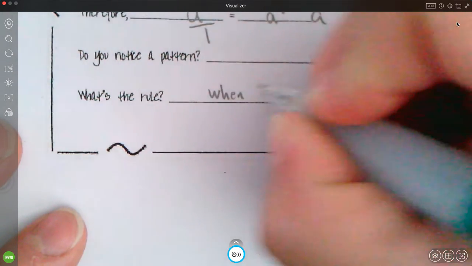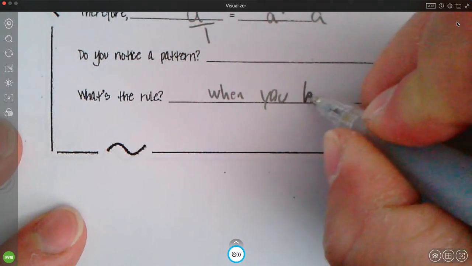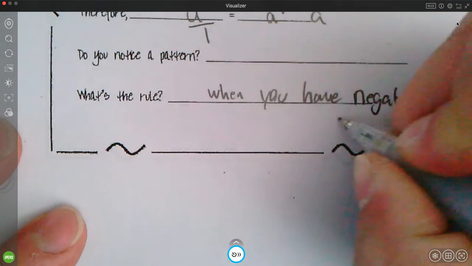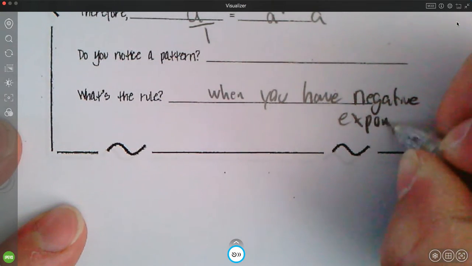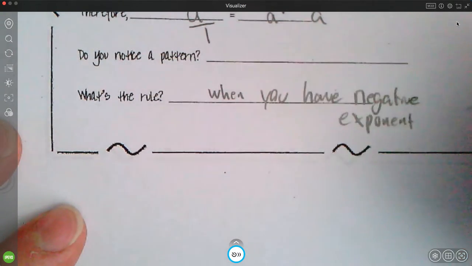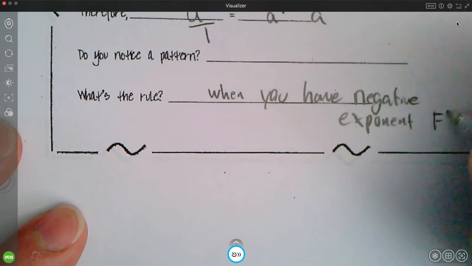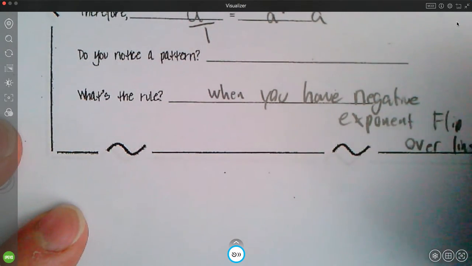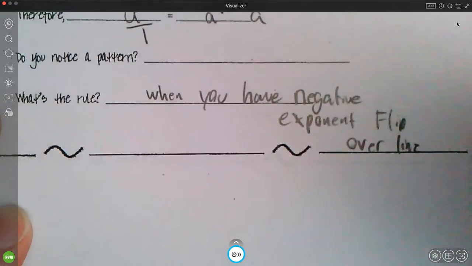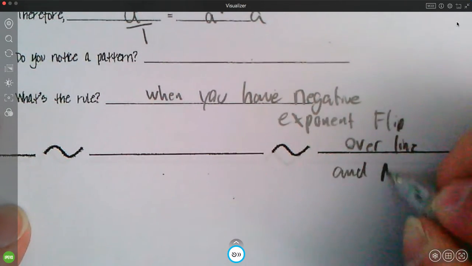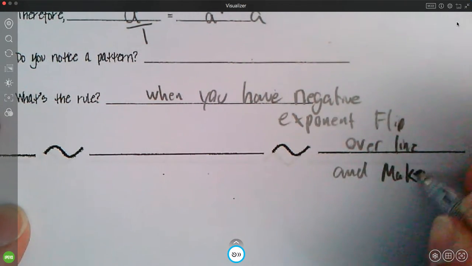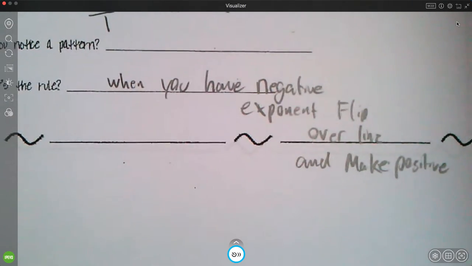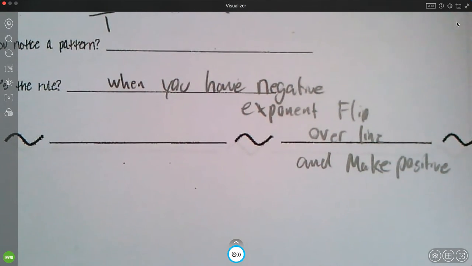When you have a negative exponent, flip it over the line and make it positive.